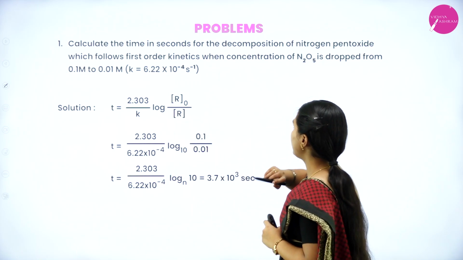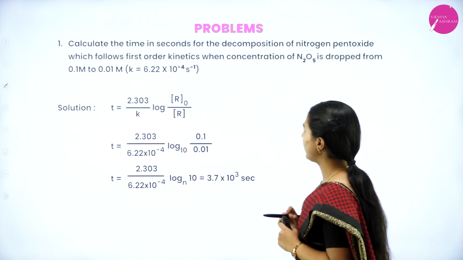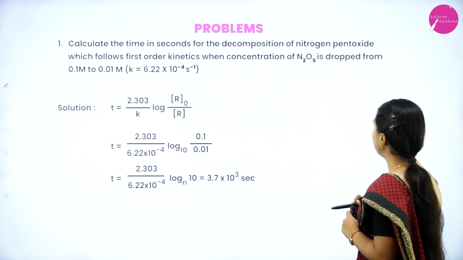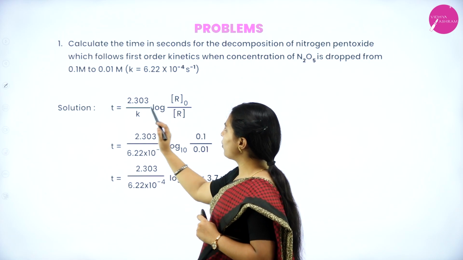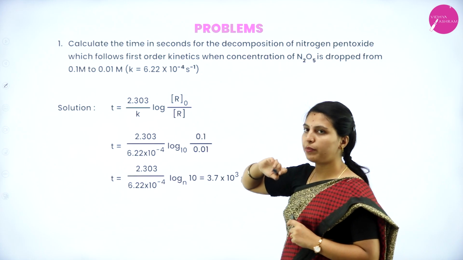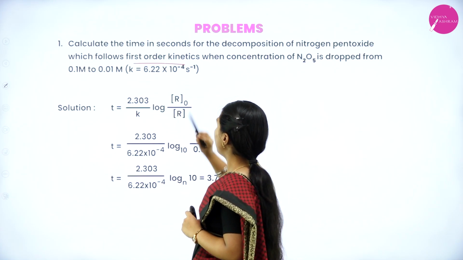Calculate the time in seconds for which the decomposition of nitrogen pentoxide, which follows first order kinetics, takes when the concentration of N2O5 is dropped from 0.1 molar to 0.01 molar. The rate constant K equals 6.22 into 10 to the power of minus 4 per second. It is under first order kinetics.